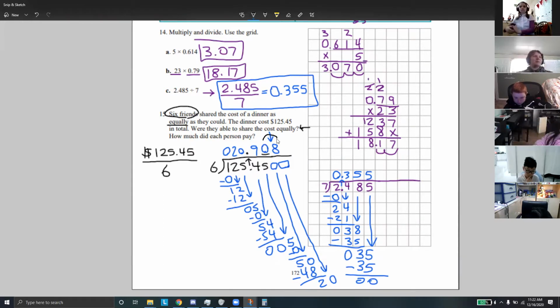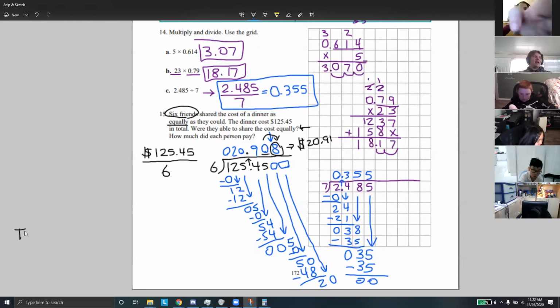Okay, and so we look at the number to the right, and so that's an 8, and so the 8 means we're going to round the 0 up, and so our answer is rounded to what? Shout it out, students. Rounded to $20.91. Yes, $20.91. Perfect. So the first question is, were they able to share the cost equally?